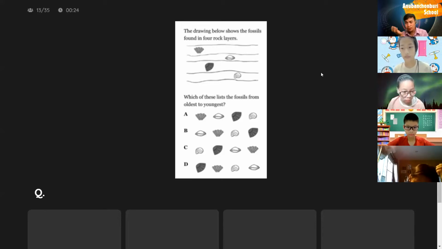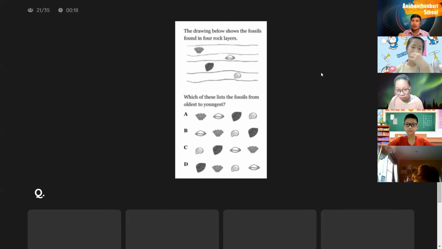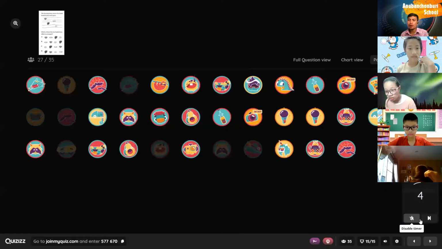It'd be like bottom to top, right? Because it's the oldest to youngest. It should be letter C, right? It should be letter C. I hope you all got the correct answer.